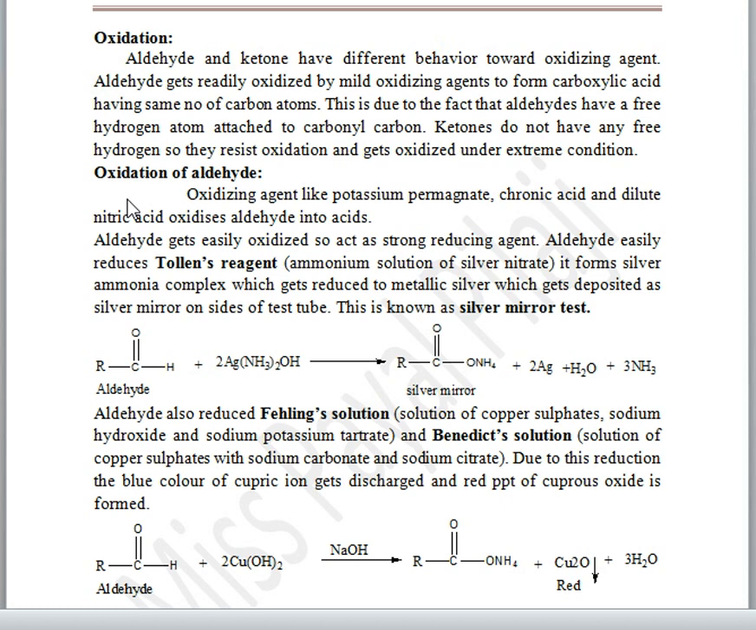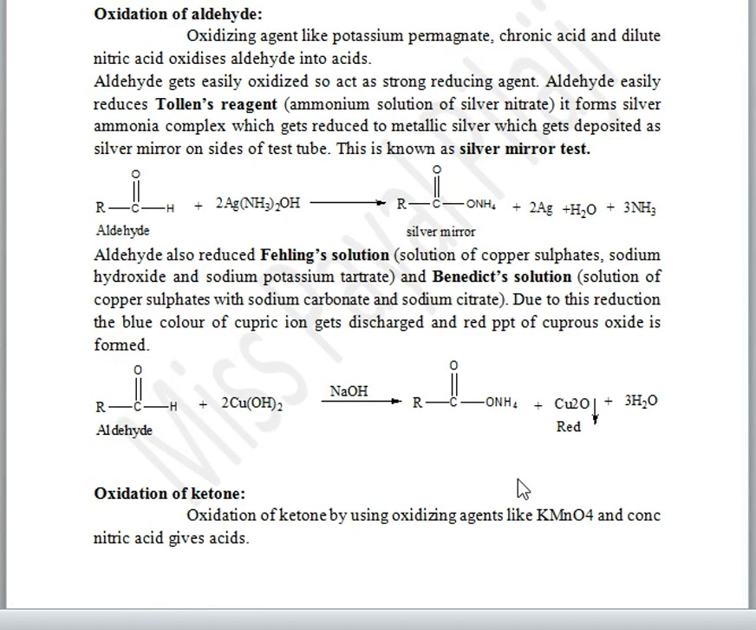So firstly, the oxidation of aldehyde: oxidizing agents like potassium permanganate, chromic acid and dilute nitric acid oxidize the aldehyde into the acid. The aldehydes get easily oxidized, so they act as strong reducing agents.